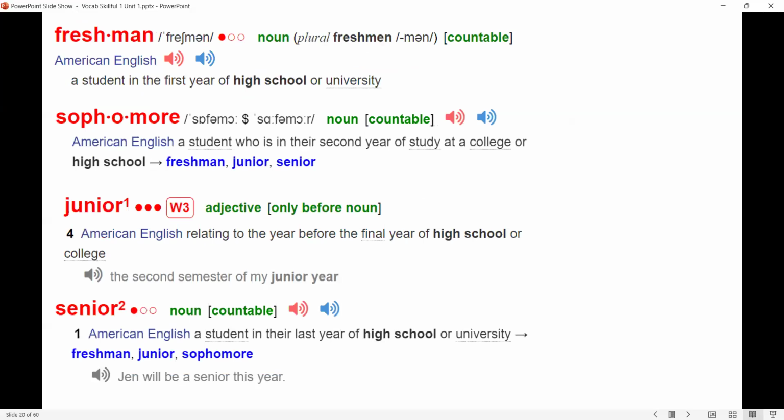Freshman is a student in the first year of high school or university. Sophomore is a student in the second year. Junior is a student in the year before the final year. Senior is a student in the last year of high school or university. So we have freshman, sophomore, junior, and senior.